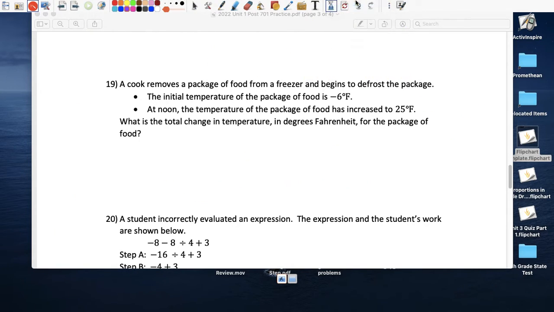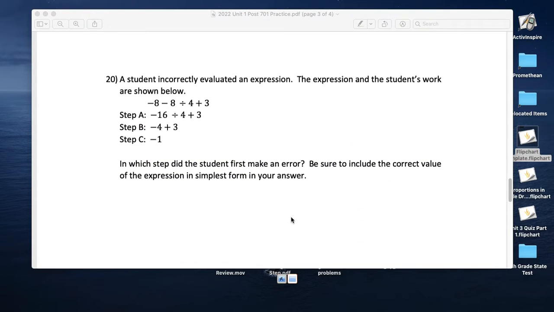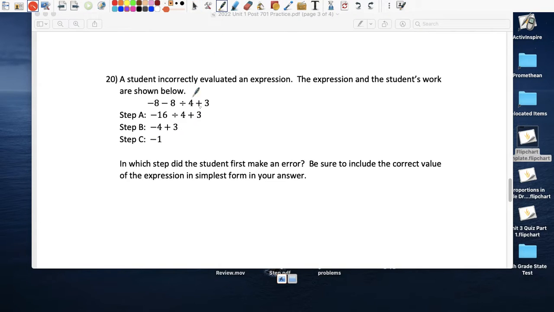Last question. Here I'm pointing to the student's work. The student made a mistake here. What was the mistake? So why don't we do our own here? Negative 8 minus 8 divided by 4 plus 3. So if you think about it, grouping comes first, right? The parentheses, brackets, braces, and stuff. Do you see any parentheses over here? Brackets? No.